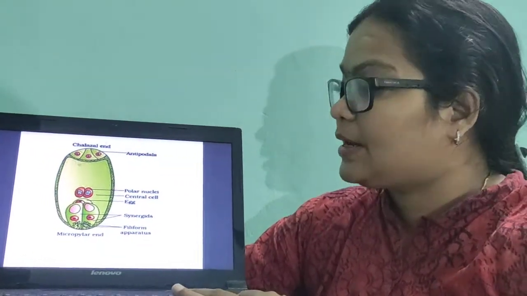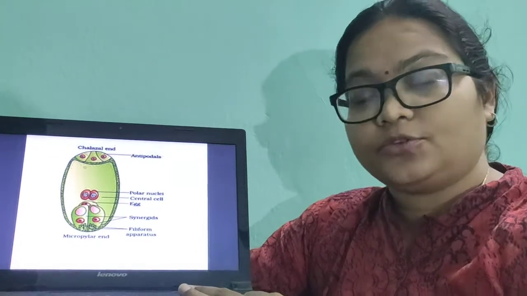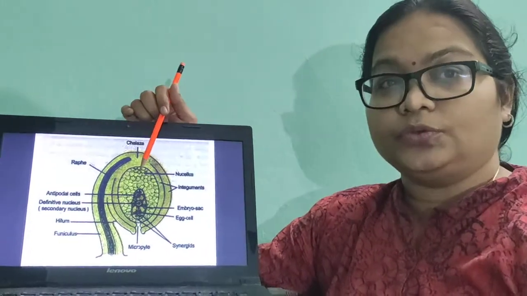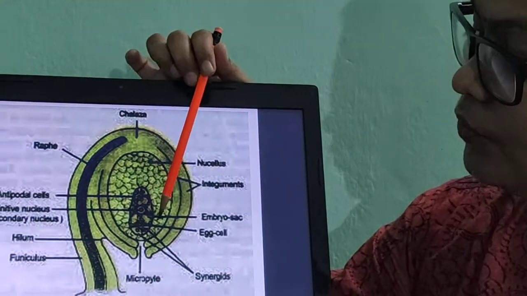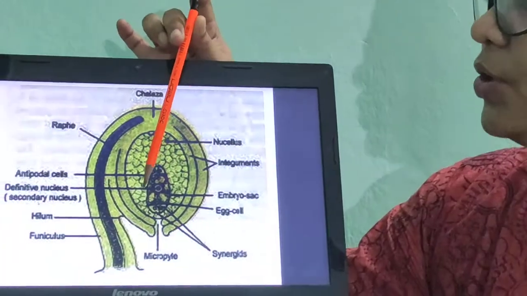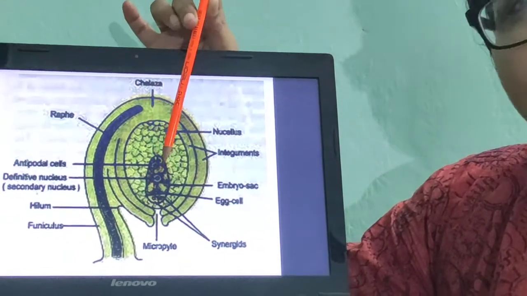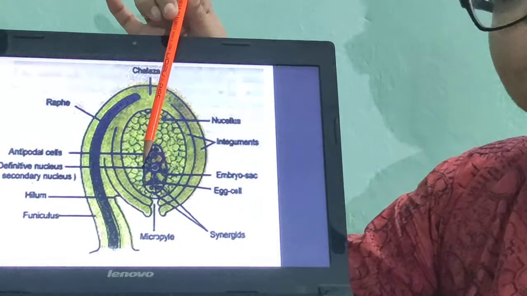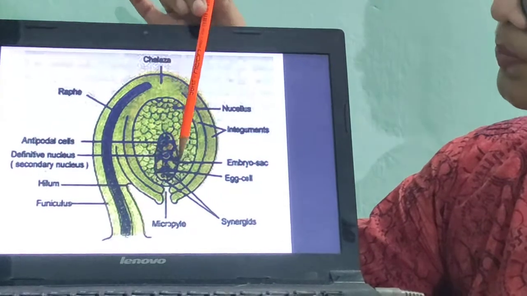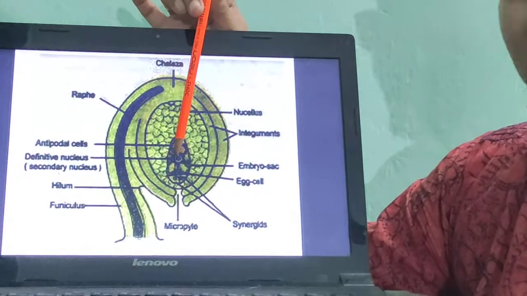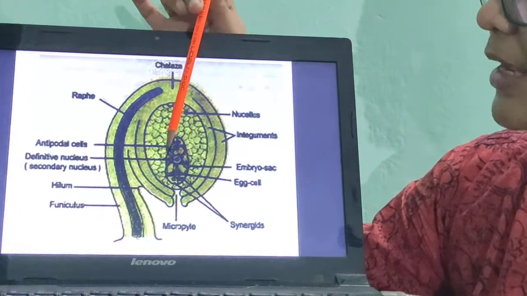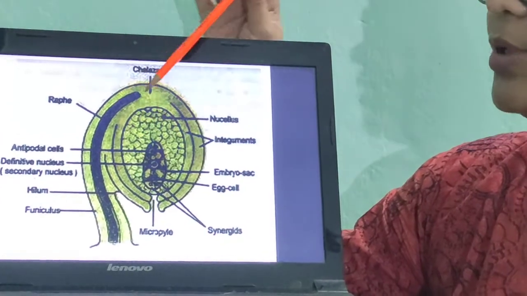Clear? This female gametophyte is produced, as I have already explained, inside the ovule, right? It is produced in the nucellar tissue. One of the nucellar cells gets differentiated as the megaspore mother cell, which undergoes further developmental processes to produce this female gametophyte. I am not elaborating that process. So this embryo sac is produced inside the nucellus of the ovule.